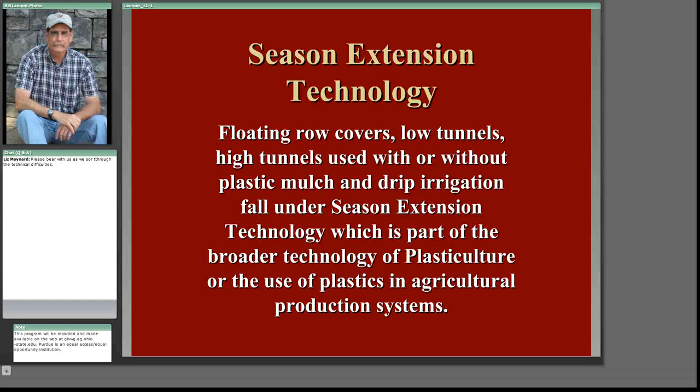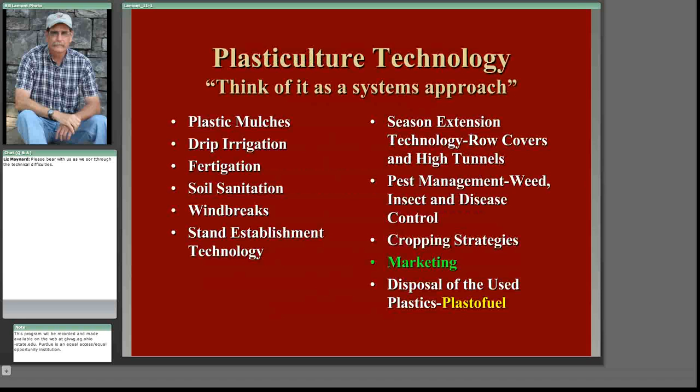And what do we mean when we talk about the plasticulture technology? The plastic mulch, the drip irrigation, fertigation, putting your fertilizer through your drip irrigation line, soil sanitation, keeping things clean, and I'm sure others are going to hammer that. Windbreaks, actually windbreaks around the tunnel, permanent windbreaks, whether it be the trees, really help break the wind off of it. You want wind through your tunnel, but you also don't want a lot of really powerful wind.